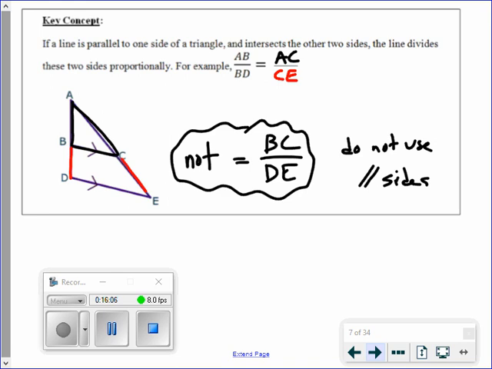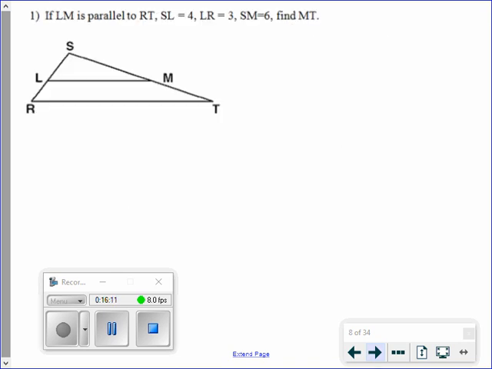With that said, you're going to have to determine, do I have side splitter or not? So the first thing I see is parallel. That means the top triangle and the bottom triangle are similar to each other. They're telling me SL is 4, and this piece LR is 3. SM is 6, and they want me to find MT. So this is side splitter. I'm not using the parallel sides.